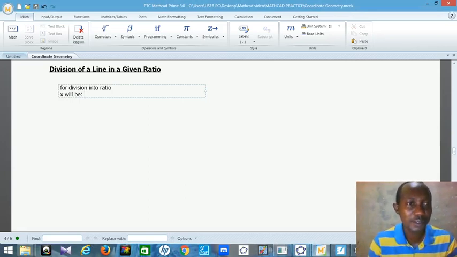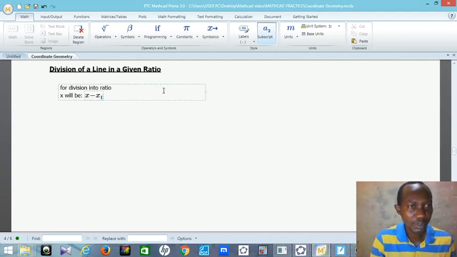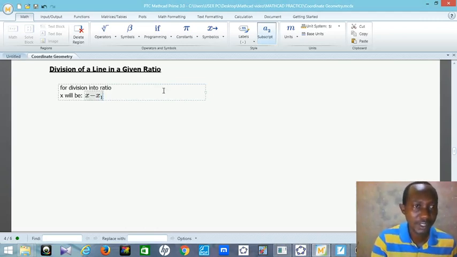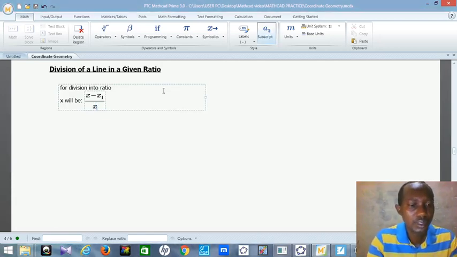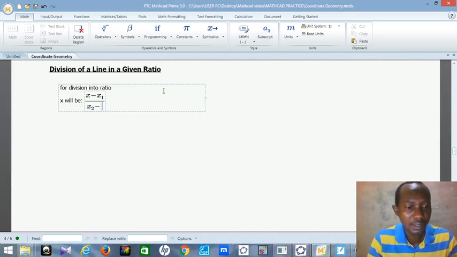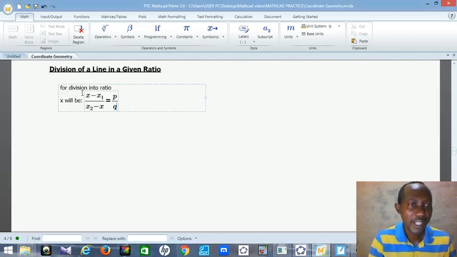So all you need to do for x, remember what I told you the other time. Let's go to mathematical mode, which is x minus x1. This time around, don't equate it to x2 minus x. This time around, divide it by x2 minus x. This is all you need. Then equate it to the ratio that is given. I'm using p and q as my ratio, so I will now equate it to p over q. That is it. Then make x the subject.